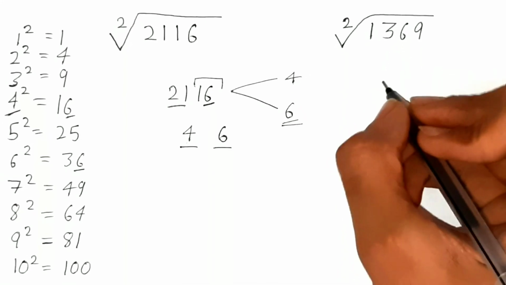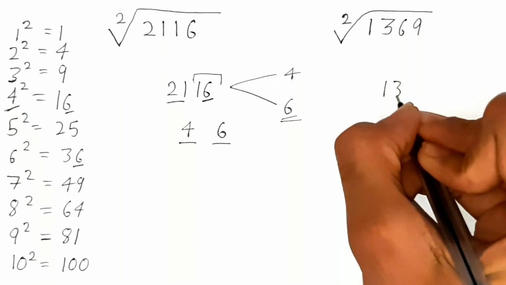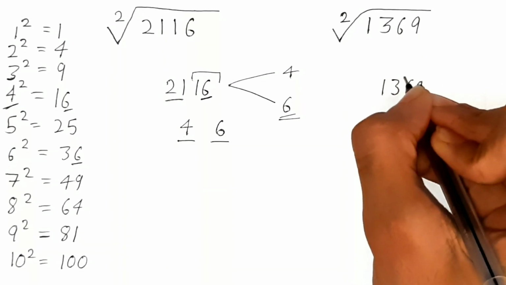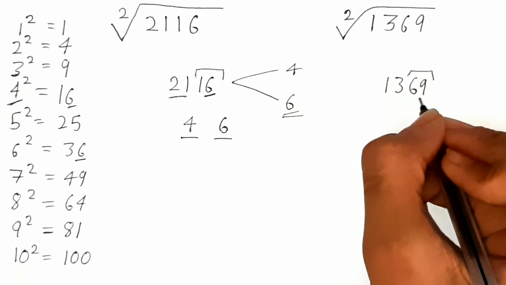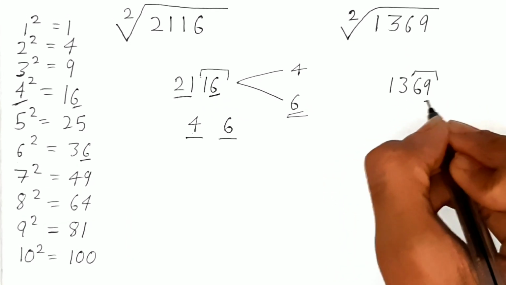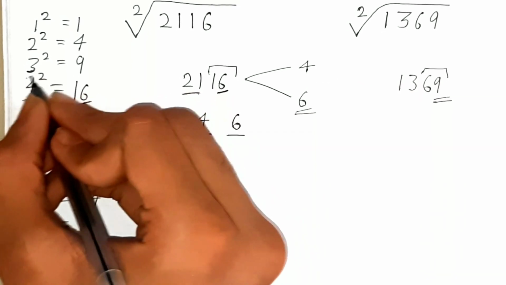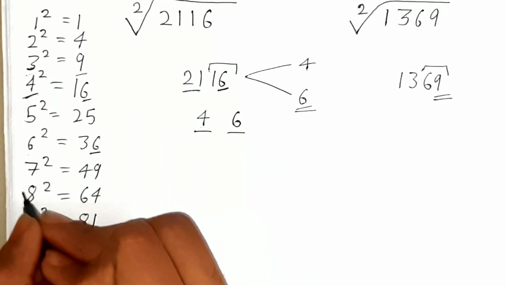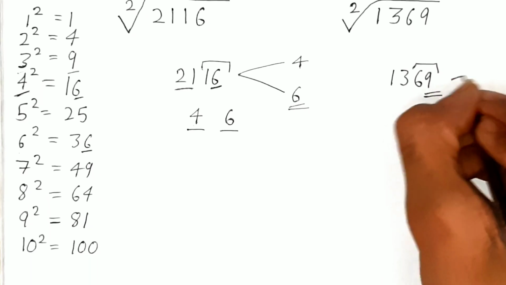Let's try one more example. We have 1369. So we'll divide it into two groups, that is 69 would be in one group. Let's see which number's square has a unit digit 9. So it is 3 and 7, as you can see.